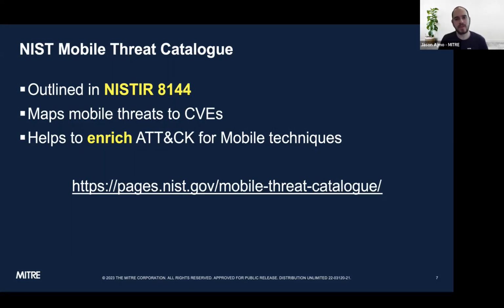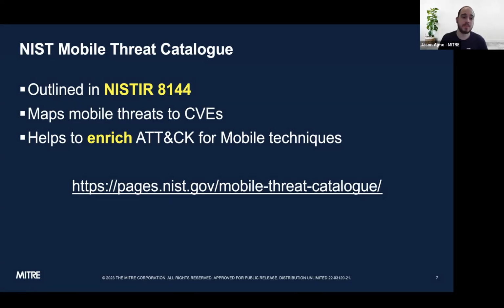And it's kind of similar to ATT&CK in the sense that it's a database of threats to mobile devices, but it's kind of organized in a different way. So where ATT&CK is organized by tactic or adversary goal, the Mobile Threat Catalog is actually more organized by category. So for example, it's broken down into things like cellular-based threats, privacy-based threats, application-based threats, and things like that. And the Mobile Threat Catalog is also cool because it maps mobile threats to CVEs. So you can make that link between ATT&CK techniques, Mobile Threat Catalog threats, as well as CVEs.